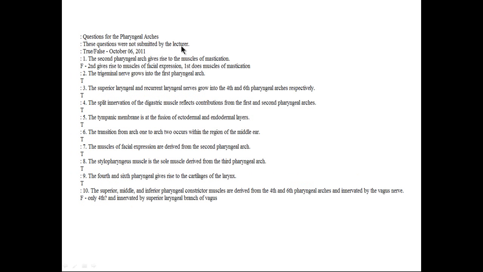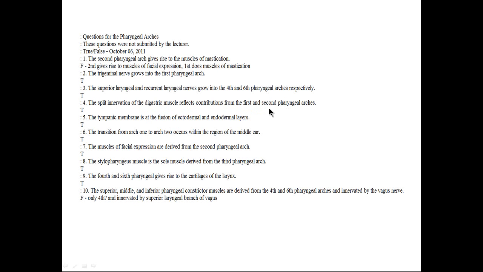And here are the answers. The second pharyngeal arch gives rise to the muscles of mastication. That is wrong, because the second pharyngeal arch is innervated by 7, with 5, 7, 9, 10. So that's muscles of facial expression. The trigeminal nerve grows into the first pharyngeal arch. True. The superior laryngeal and recurrent laryngeal nerves grow into the fourth and sixth pharyngeal arches respectively. That's picky. Remember 10 with 4, 6. The split innervation of the digastric muscle reflects contributions from the first and second pharyngeal arches.